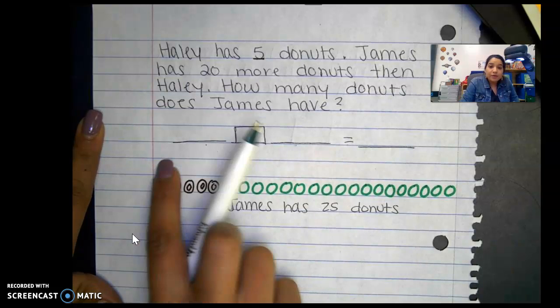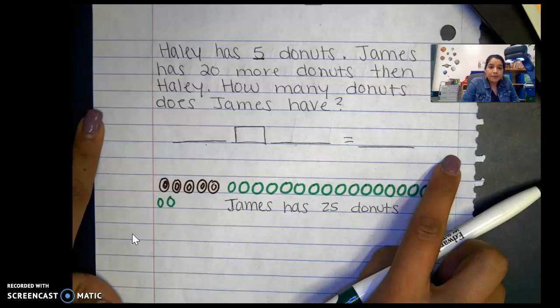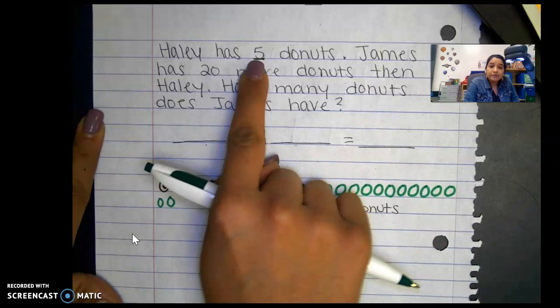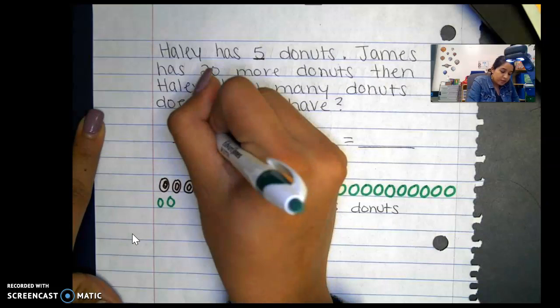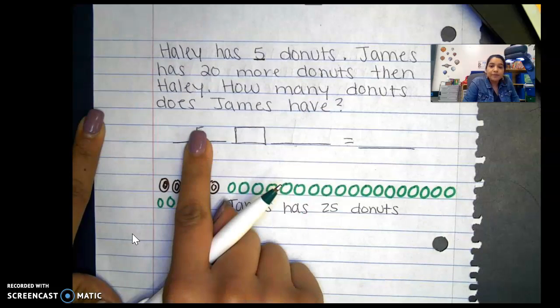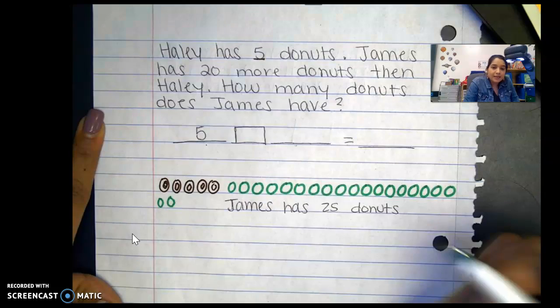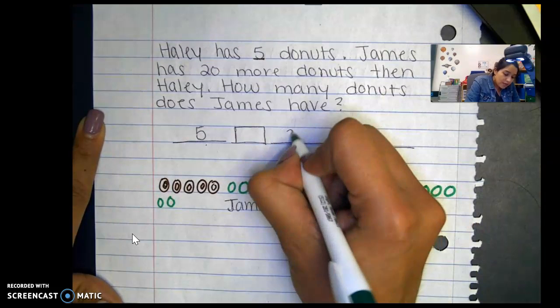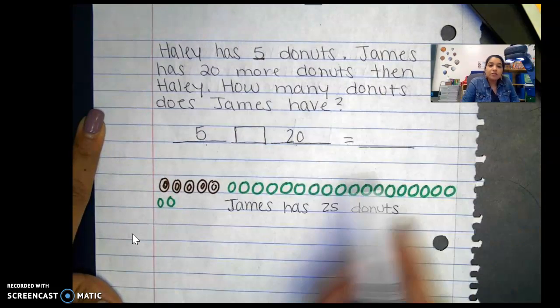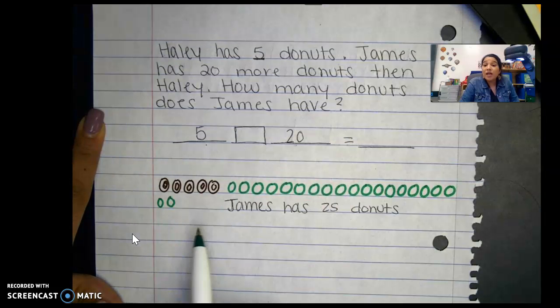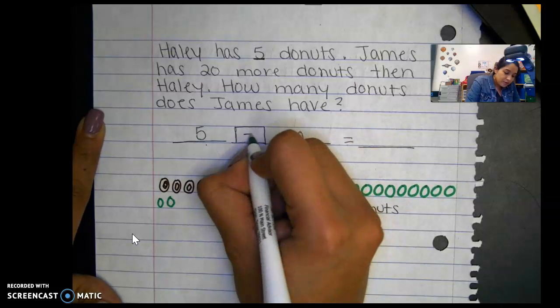But let's go ahead and write a number sentence. Haley has 5 donuts, so we can put 5 right here. And James has 20 more donuts than Haley, so we can put 20 here. And what did we do? James has 20 more donuts. Does that mean that we added or subtracted? We added.